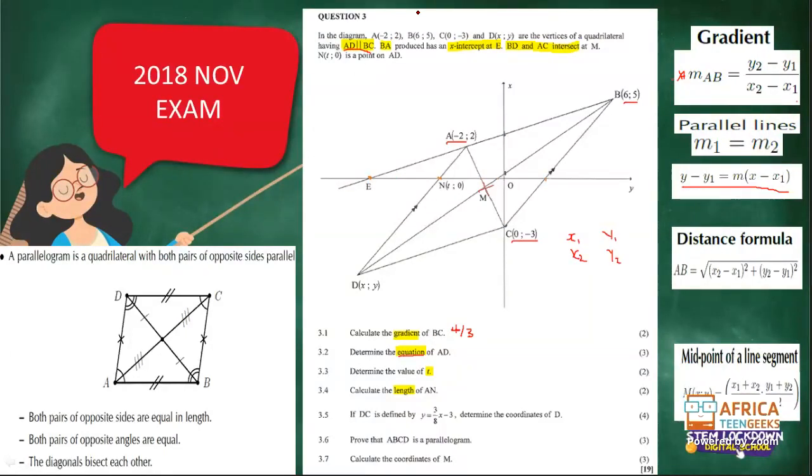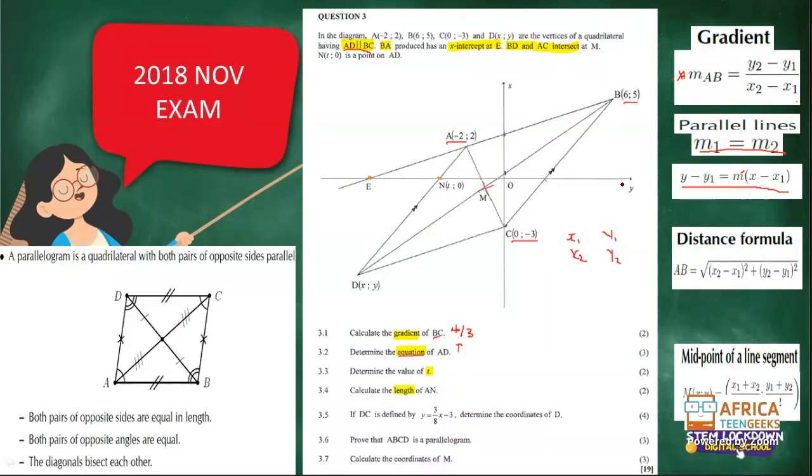Okay, so if we have parallel lines, the gradients are equal. So because you know the gradient of BC from the previous question, then you can have the same gradient. And now that you have a gradient and a point, then you can calculate your equation.